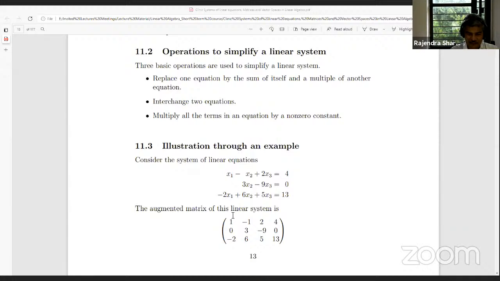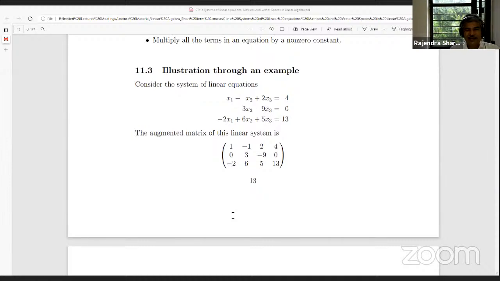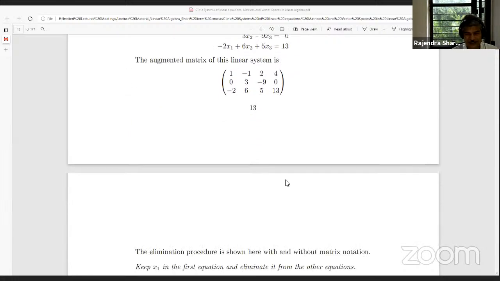When you throw away everything and just retain the coefficients, the system can be written in matrix form. The augmented matrix means we also include, as the last column, the entries that appear on the right hand side after the equal to sign. So the augmented matrix of this linear system is 1, minus 1, 2, 4, 0, 3, minus 9, 0, minus 2, 6, 5, 13. It is also a convention to read a matrix row-wise, and I prefer to do that.